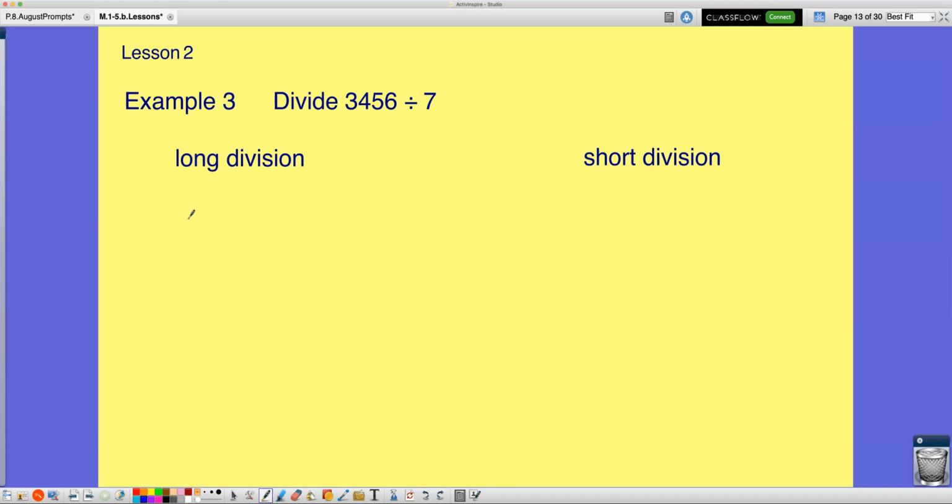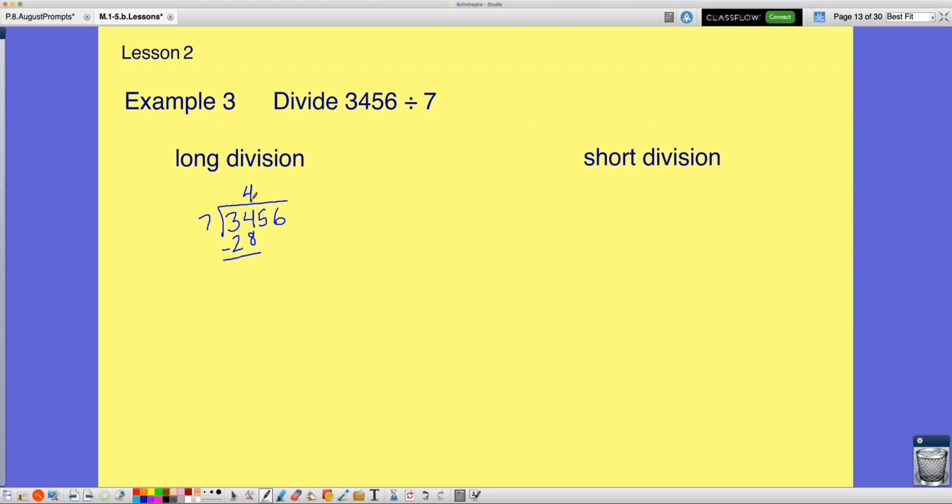In this case, if we're going to use long division, that's just how you may have started learning division. You have 3,456 divided by 7. And 7 times what number will get us close to 3? Well, 3 doesn't work. So we're going to move over to 34. We're going to keep the 3 and combine it with the 4 to make 34. 7 times, I guess, 4 will get us to 28.